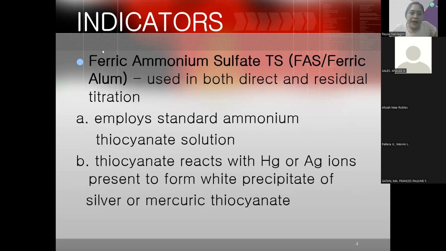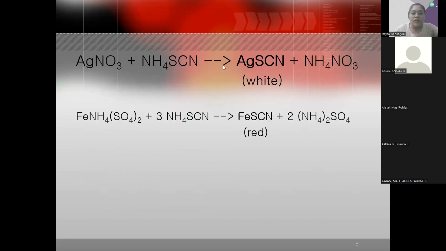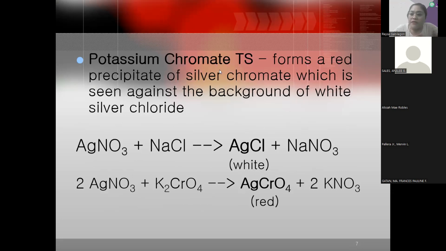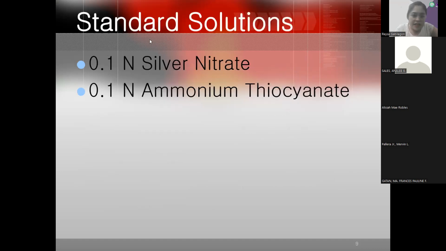Let's summarize that. We have the ferric alum or the ferric ammonium sulfate. The endpoint is red precipitate. Okay, red color. That is also true for the second one, the potassium chromate. We'll still get the red one. But for the adsorption indicator, this differs kasi tatlo sila. But we call them adsorption indicators. Tatlo sila, DCF, eosin Y, and the T. Nagamit sila for the determination of our halogens.